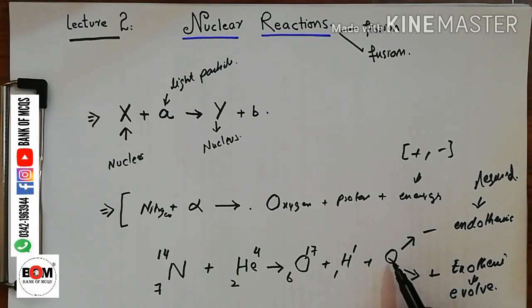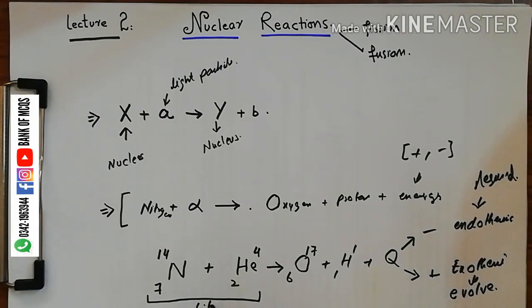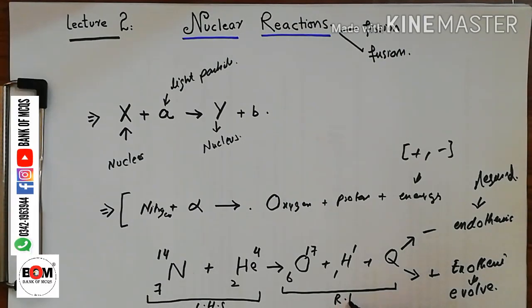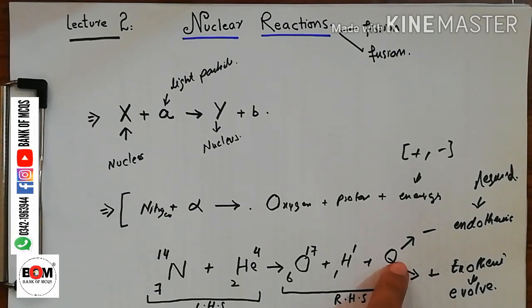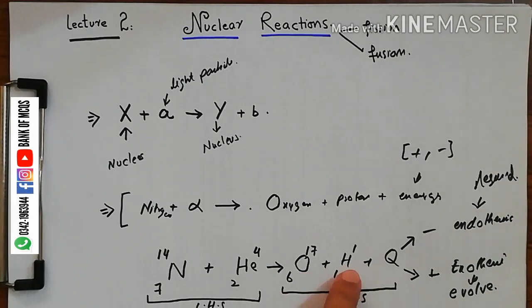Now, according to the law of conservation of energy, the mass on the left-hand side will be equal to the mass on the right-hand side. Energy is also a form of mass, so it will be added on the right-hand side. If the mass of oxygen and hydrogen is less than the mass of nitrogen and the alpha particle, it means that some mass is converted into energy. If the reaction is exothermic, the rest of it is converted into energy.